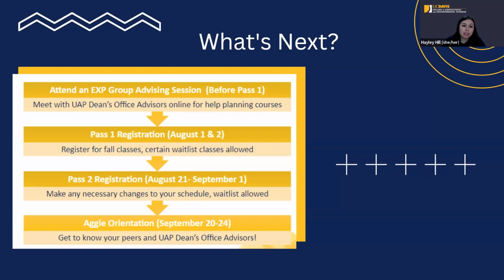And then there will be Aggie orientation late September, the 20th through the 24th, depending on whether you're a transfer student or a first-year student. And this will be an opportunity to get further support from us and get to know the other students who are joining you.